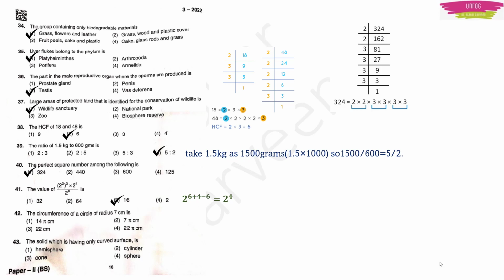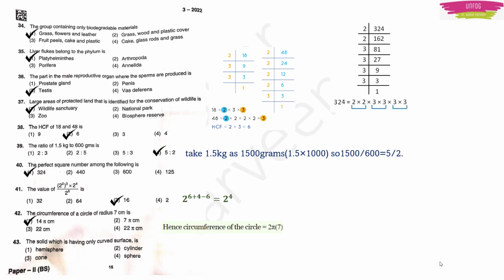Next, question number 42. The circumference of a circle of radius 7 cm is. See, actually for a circumference of a circle, it will be 2 pi r. Here r is 7 cm. So it will be 2 pi into 7. It should be 14 pi centimeter.